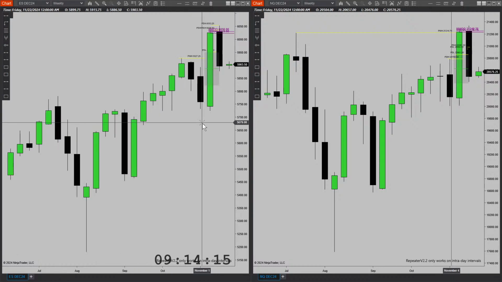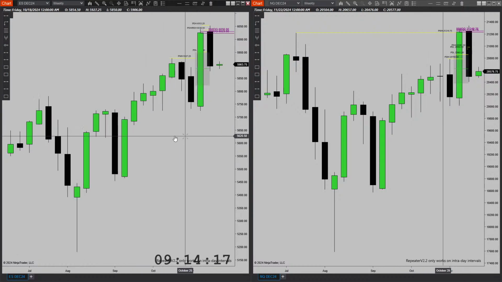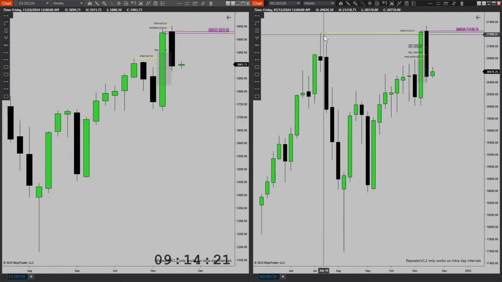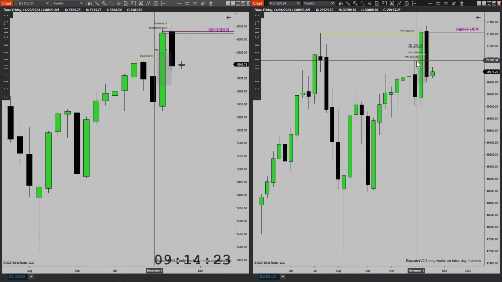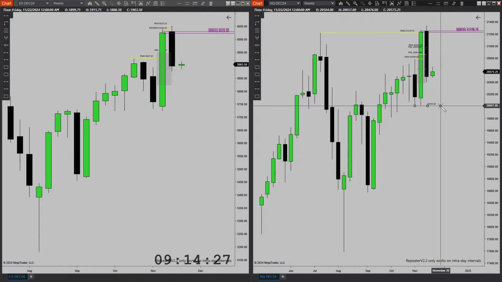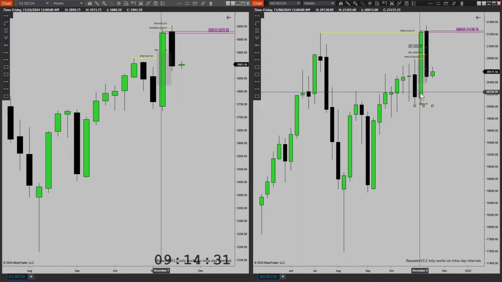We took out buy side on the monthly and the weekly. Same thing here. We took out buy side liquidity on the previous monthly. So maybe this becomes the sell side liquidity. And let's see here.